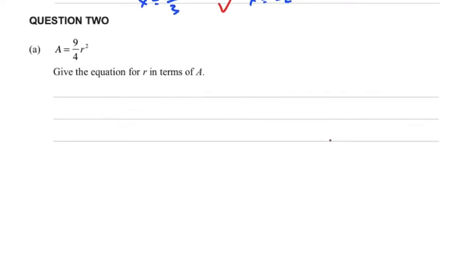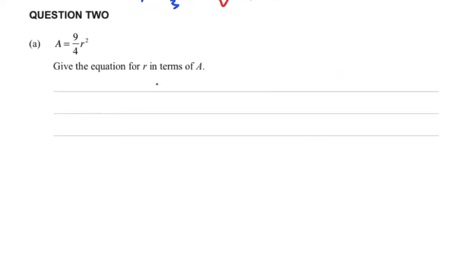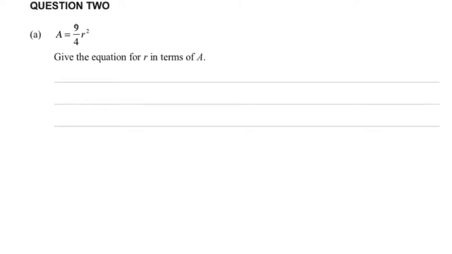Question number 2, rearranging. We want x equals something, so it's all about unwrapping. Think about how you get to 9r squared divided by 4. Let's just write down what's going to happen. We have r, and you're going to square r first, right? And then you're going to times that r squared by 9 and divide that whole thing by 4. So that's the working process: you square first, times by 9, and then divide by 4.